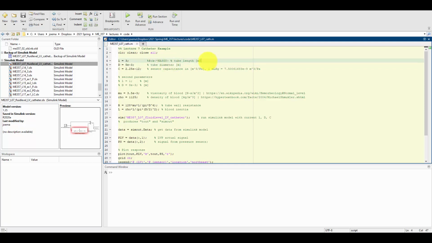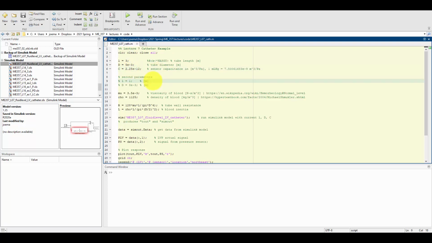So initially for my design and testing, I'm going to use that given information that I will use a catheter length of 3 meters. I'm going to do everything in base units here. A diameter of our tube or of our catheter of 5 millimeters, so 5 times 10 to the negative 3. And the capacitance from that pressure sensor, this is now converted into, again, base units, meters cubed per Pascal, instead of the given units, and that's going to be 2.25 times 10 to the negative 12th.